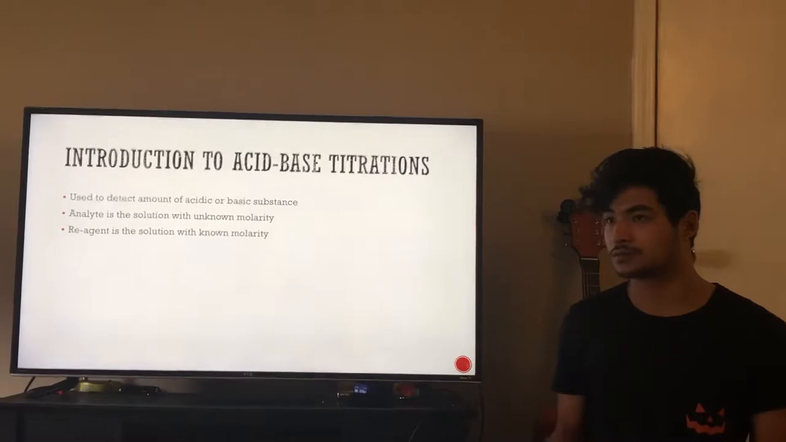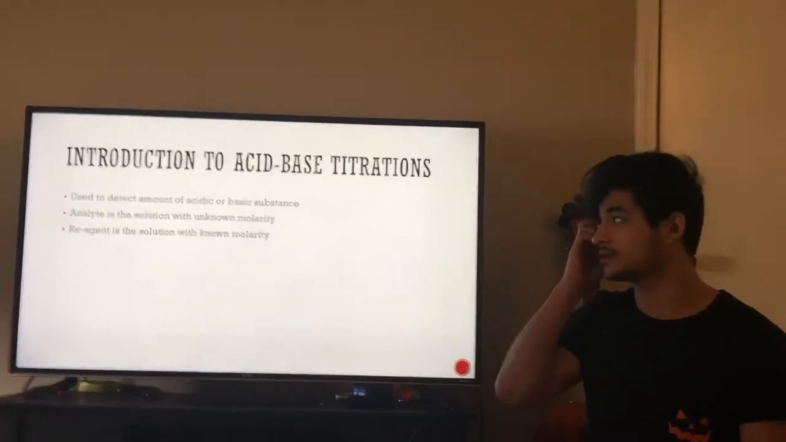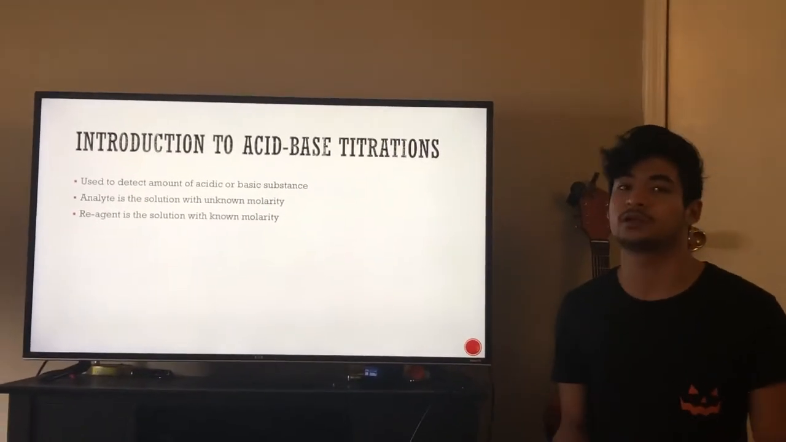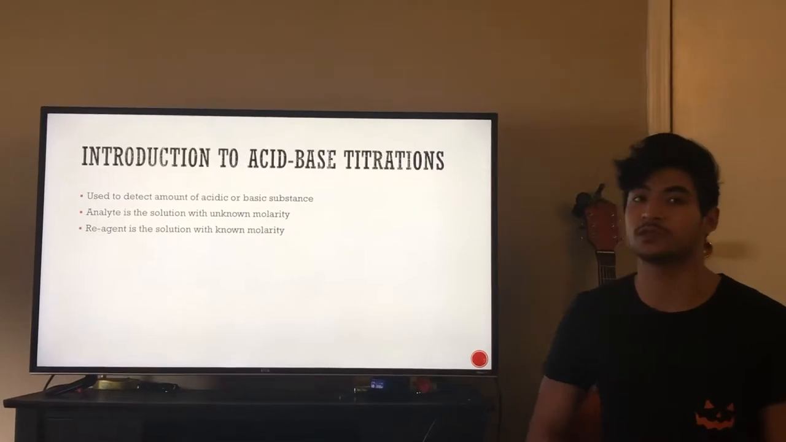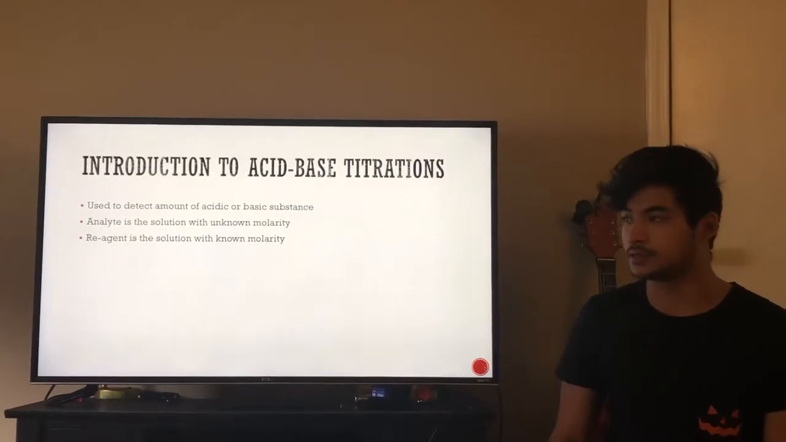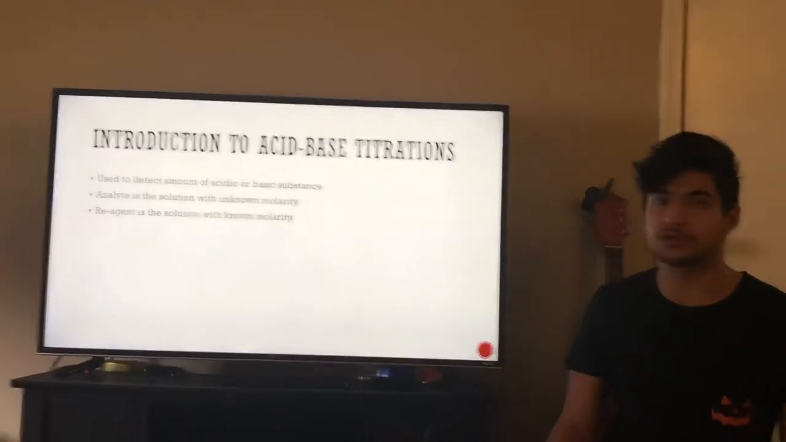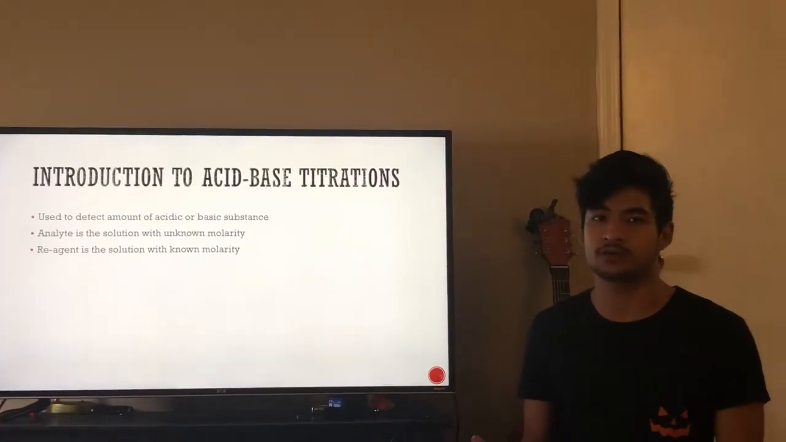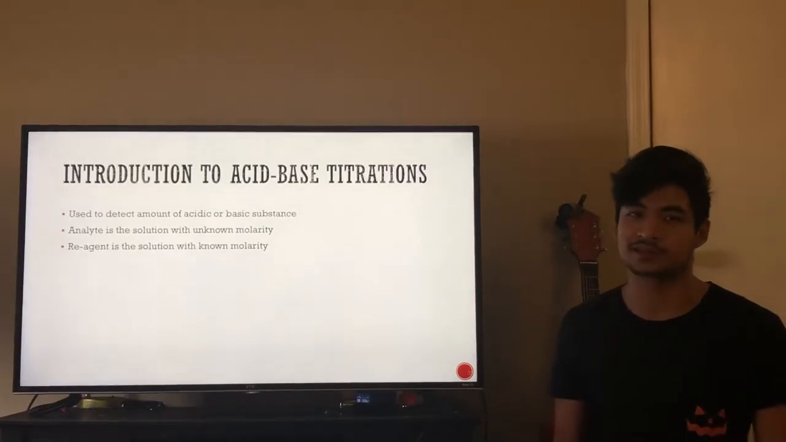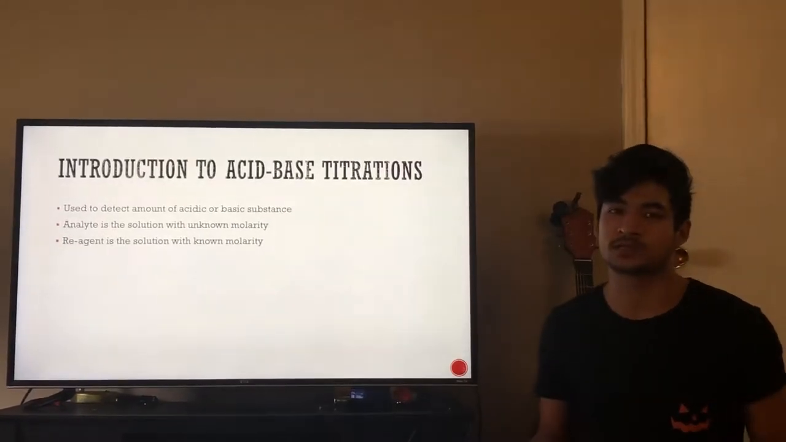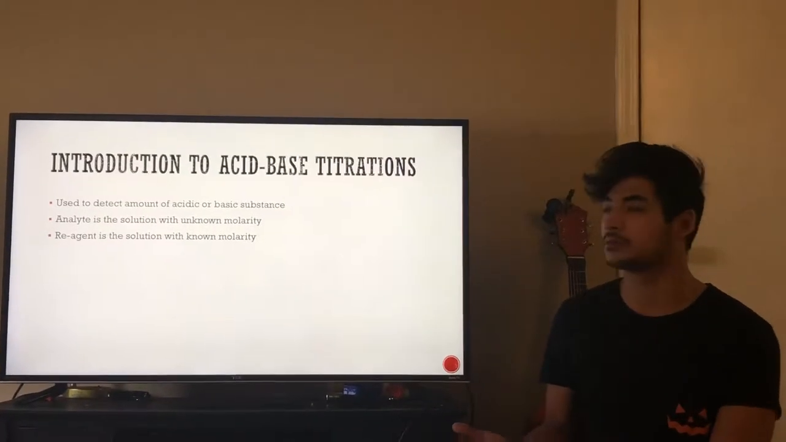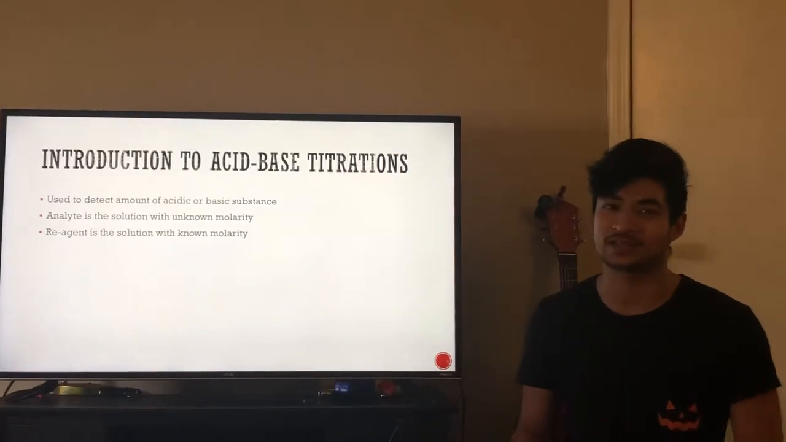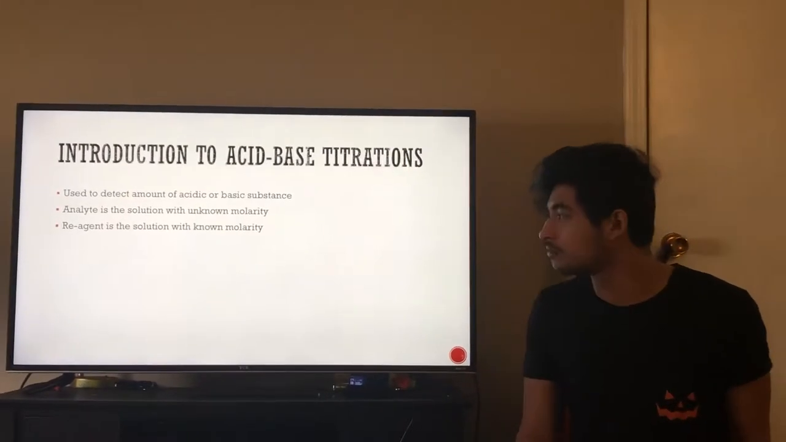And the names given, like the analyte is the solution with an unknown molarity, and the reagent is the solution with the known molarity. And it's just been a very useful way to quantify or just to be able to analyze what percentage or what amount of acidic or basic substance is actually in there in the solution.